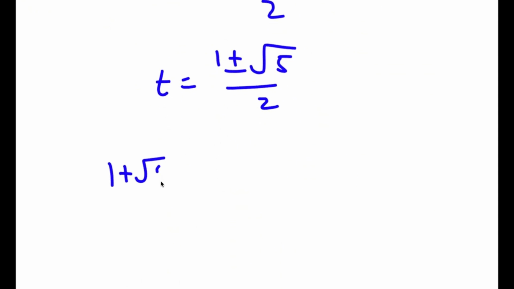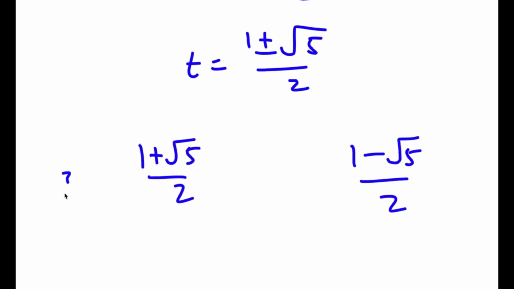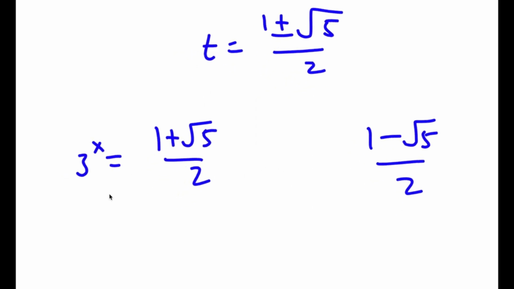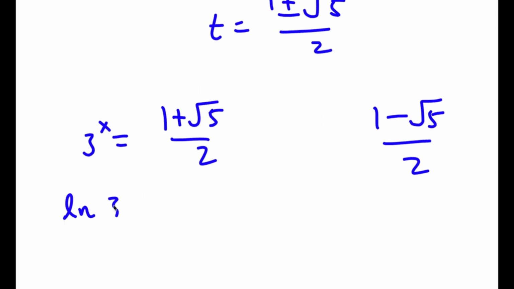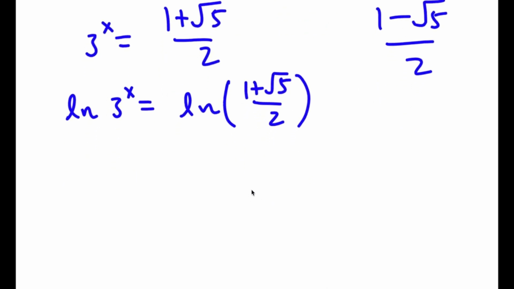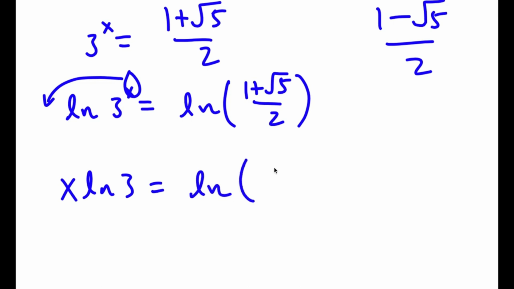So now we come over here to two solutions of x. We have 1 plus the square root of 5 over 2 and 1 minus the square root of 5 over 2. So if 3 to the power of x is equal to 1 plus the square root of 5 over 2, to solve this, I'm going to first take the ln on both sides. So I have ln 3 to the power of x is equal to ln 1 plus the square root of 5 over 2. And now I can move this to the front, so now I have x times ln 3 is equal to ln 1 plus the square root of 5 over 2.